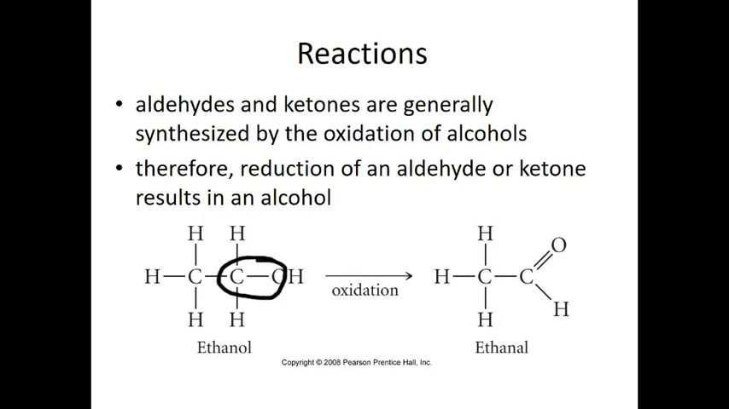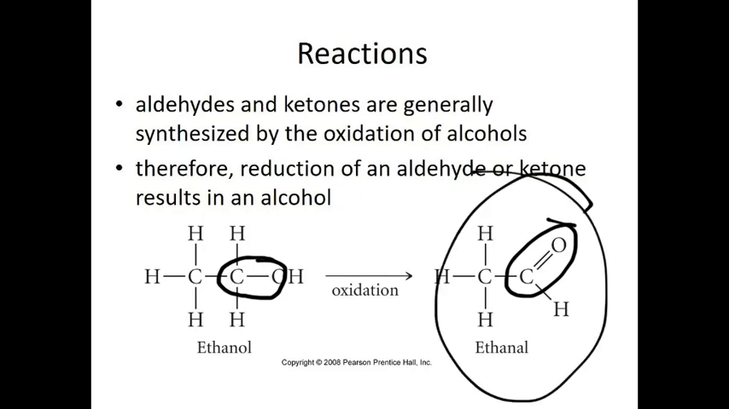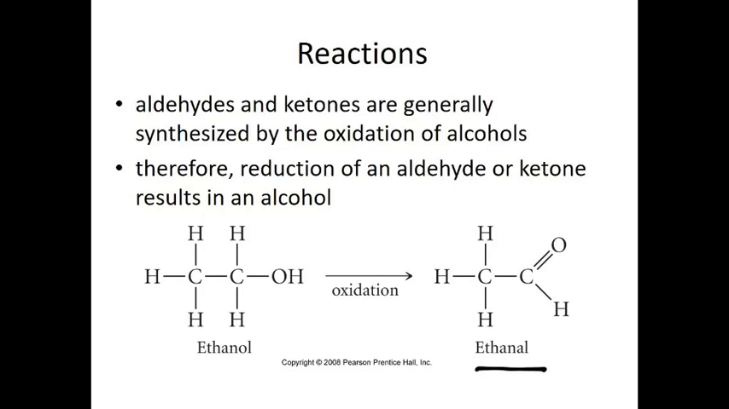How many bonds between carbon and oxygen here? 1. How many bonds between carbon and oxygen there? 2. So who's more oxidized? This one is more oxidized. What is the functional group here? It's an aldehyde, which is why it's called an -al. Whereas this thing is an -ol because it's all single bonds, because it's an alcohol. This is an -an because it's single bonds. It's an -al because it's an aldehyde. That's a double bond, not between the carbons, but between the carbon and the oxygen, which makes it an aldehyde.